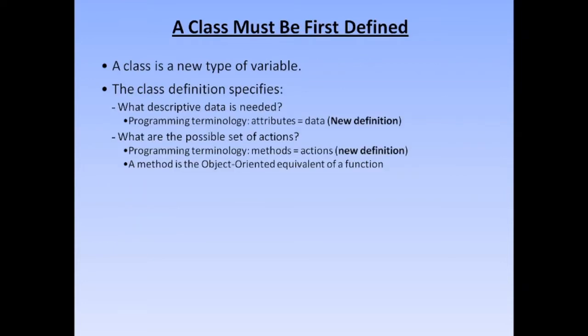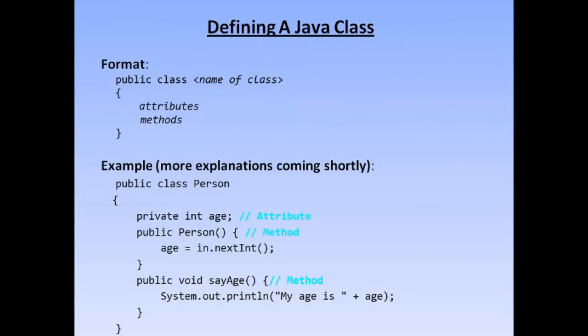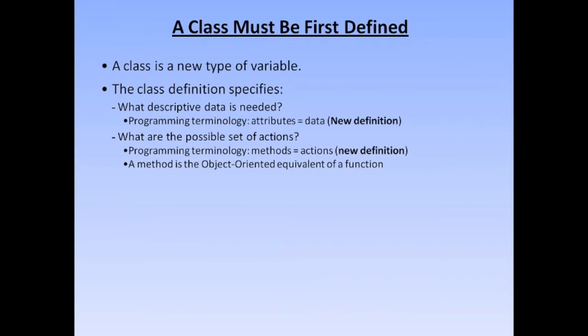A class is a new type of variable. You've already studied what a variable is. In the case of primitive data types, a variable is an entity that holds certain information in accordance with its data type. Like the integer data type holds integer values, and float and double hold decimal values. So the class definition specifies what descriptive data is needed.